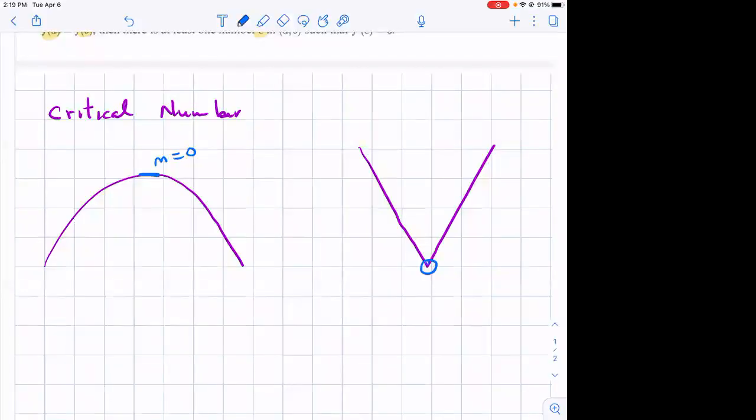So that will tell you where the slope is 0. In addition, if the slope is undefined or the function is undefined at that point, that's also a critical number. Okay.